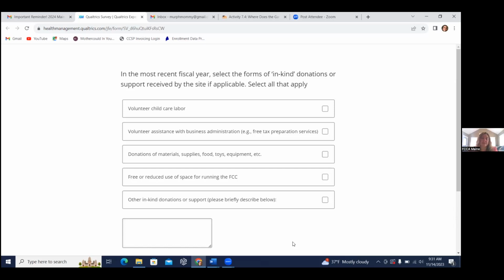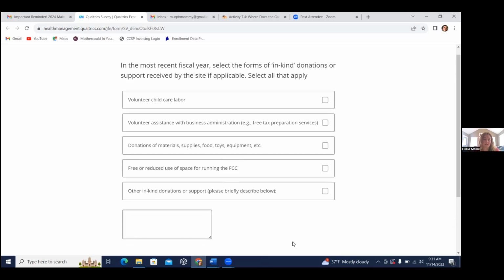In the most recent fiscal year, select the forms of in-kind donations. So in-kind donations, if you don't know, are things that people are contributing that aren't money. So if they donate books, or if they donate their time to build a shed for your program, or they donate the materials to build the shed, any kind of donations that aren't money.